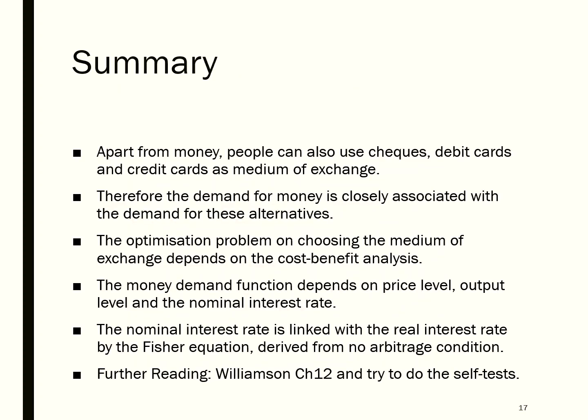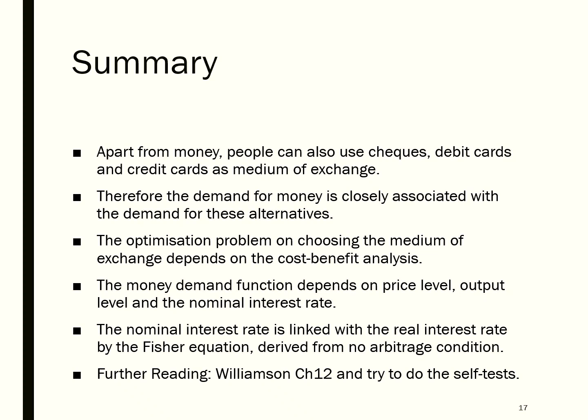Now let's summarize what we have done in this lecture. We have 3 learning objectives, and the first 2 are actually correlated because the demand for money is closely associated with the demand for the alternative payment method. It boils down to an optimization problem on choosing the optimal mix between the cash payment and credit payment. And based on this logic, we derived the optimal money demand function.